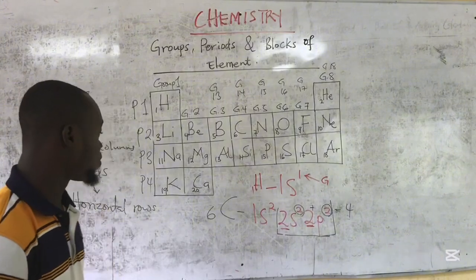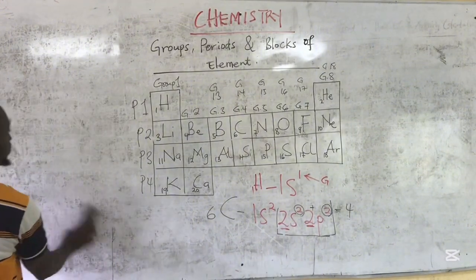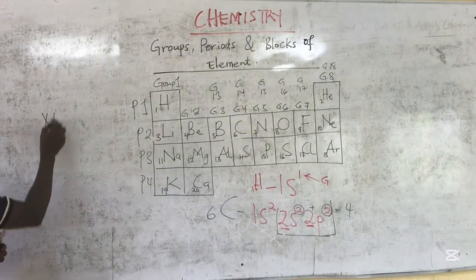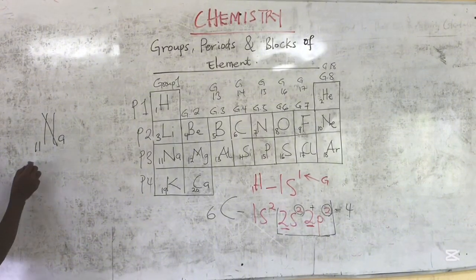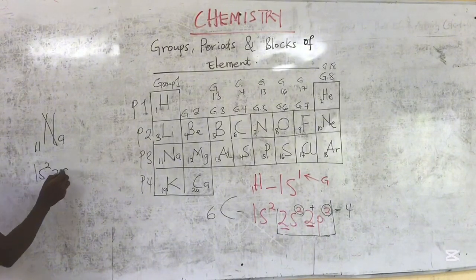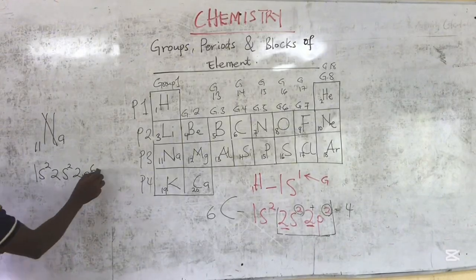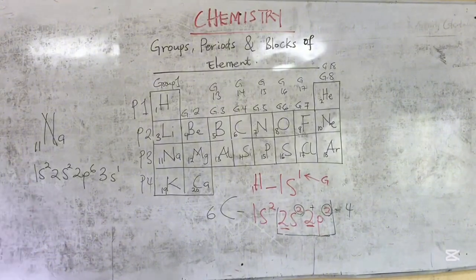Let's also consider sodium, Na. Sodium is atomic number 11. Sodium has a configuration of 1s2, 2s2, 2p6, and then 3s1. That is the configuration of sodium.